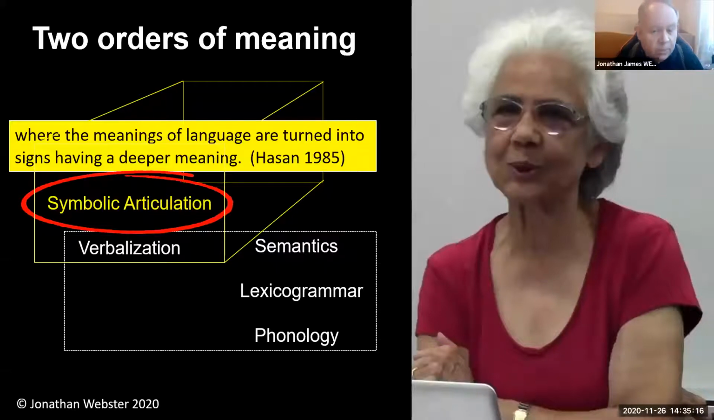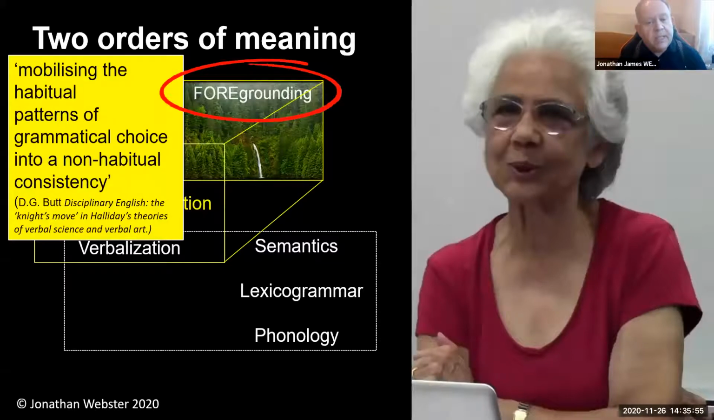Professor David Butt from Macquarie University has said this in describing how foregrounding is achieved: mobilizing the habitual patterns of grammatical choice into a non-habitual consistency. Taking the way that we use language normally and turning it into something with a non-habitual, unexpected, yet deliberate consistency. Well, what does that mean? That means you have a pattern, and against that pattern, that background, one foregrounds.